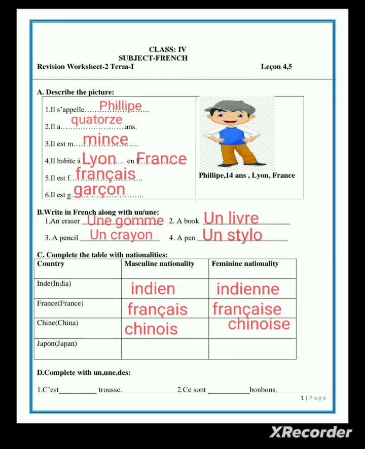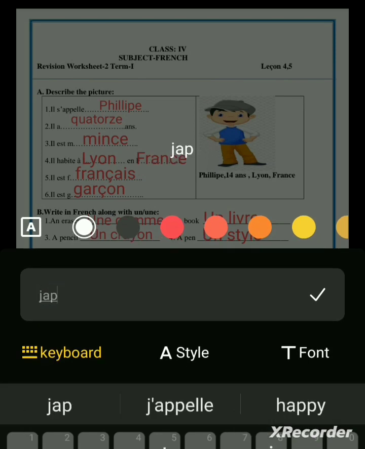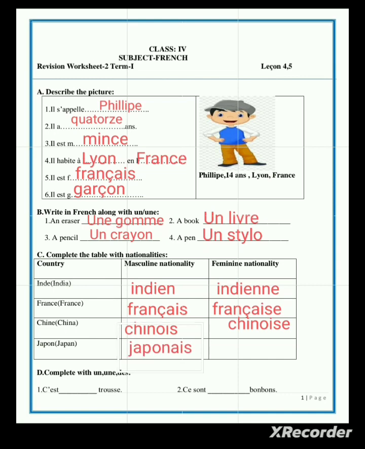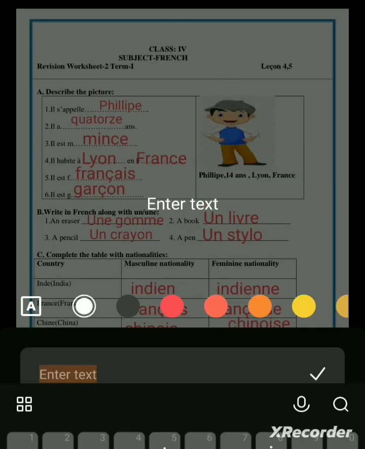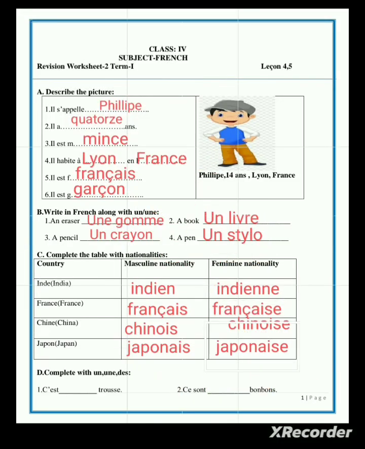Next is Japan. How we say Japan in French? Japon, and for masculine we will say japonais. And for feminine we will write at the end E, and it will become japonaise. So I hope nationalities are clear to everyone.